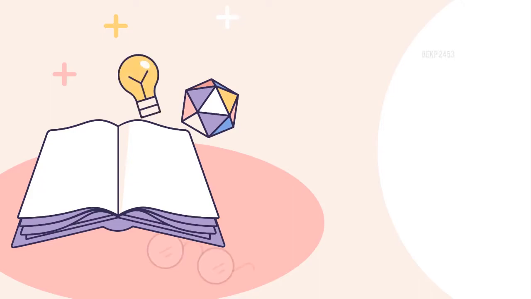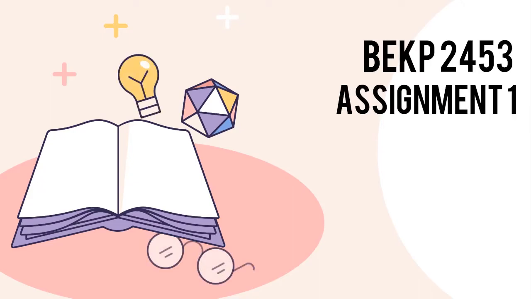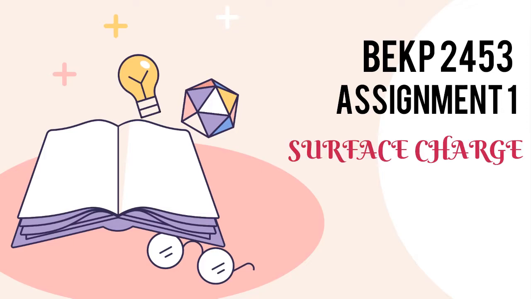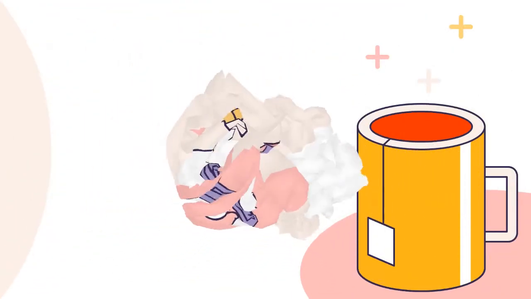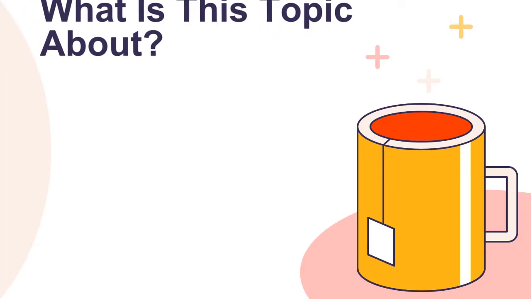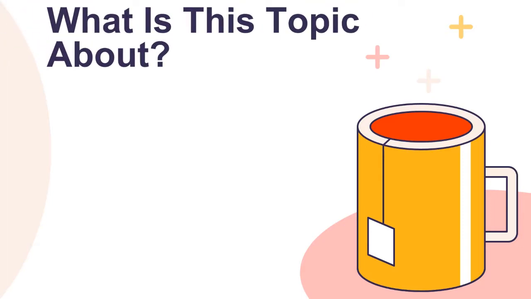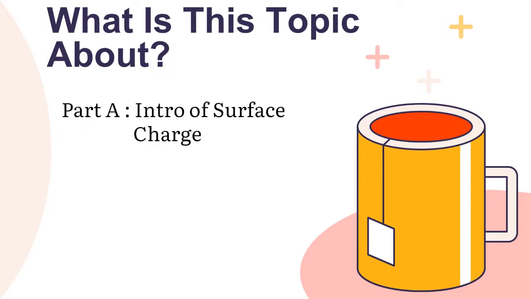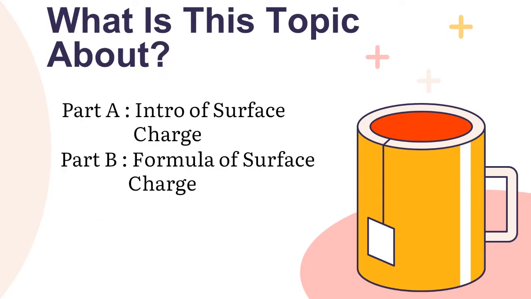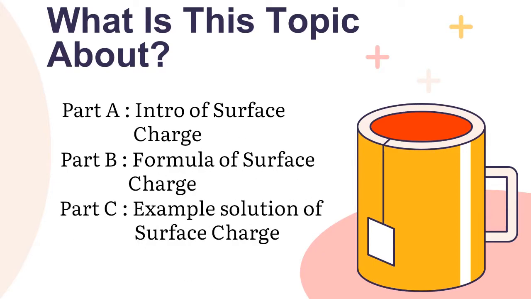For this subject, BEKP 2453 on assignment 1, we need to do a video presentation based on the selected topic. We from group 5 chose surface charge to explain this topic. Our video contains 3 parts: part A, introduction to surface charge; part B, formula for surface charge; and part C, example solutions for surface charge.